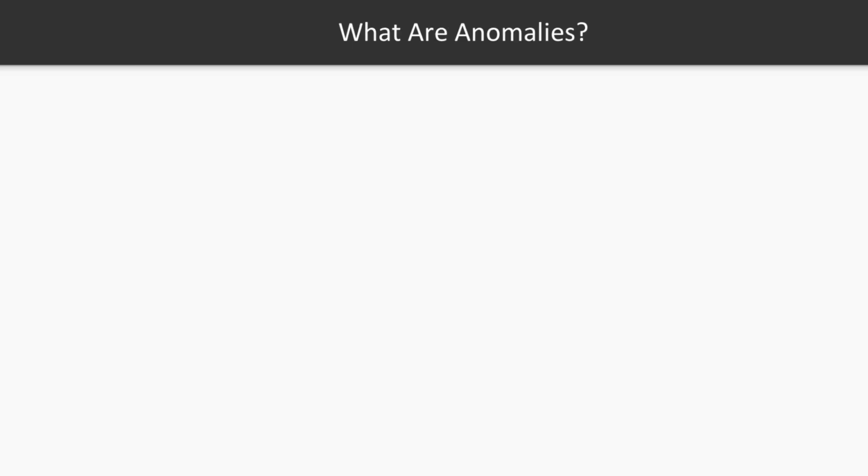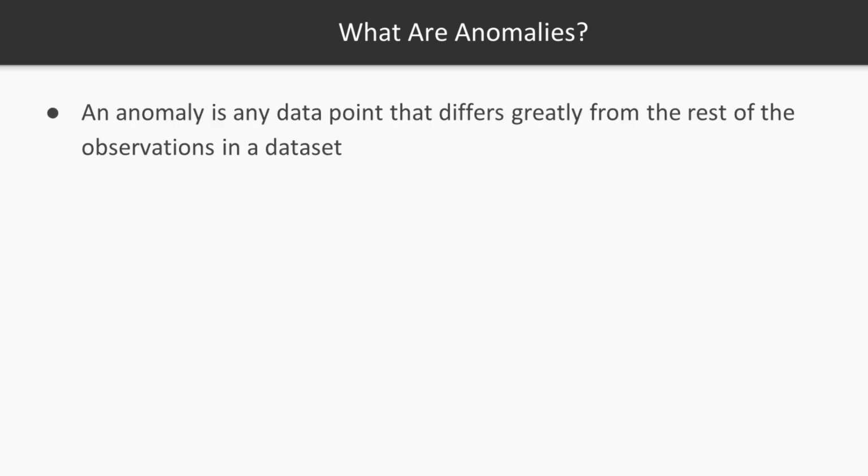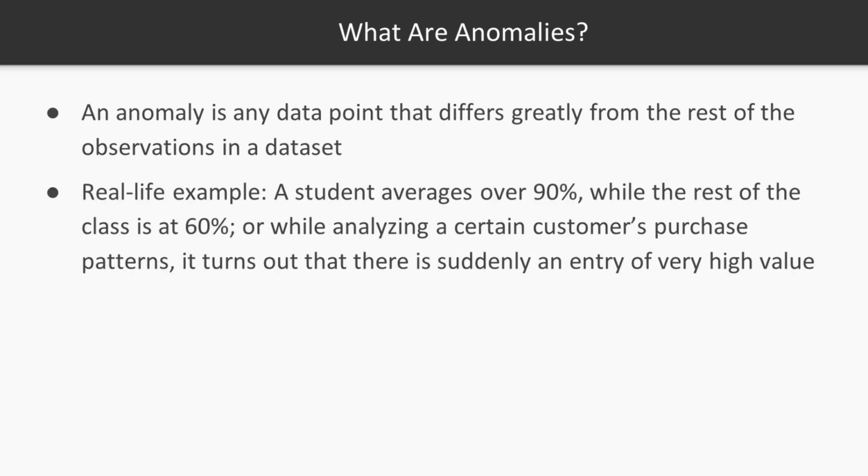So now the question is, what are the anomalies? An anomaly or an outlier is any data point which differs greatly from the rest of the observations in the dataset. A real-life example could be when a student's grade averages over 90%, while the rest of the class averages around 60%. Another example is that while analyzing a certain customer's purchase patterns, it turns out that there is suddenly an entry for a very high value. The very different data points in these two examples are considered as anomalies or outliers.